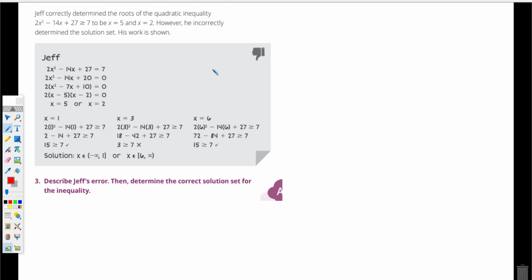So Jeffrey correctly determined the roots of his quadratic equation should be 5 and 2. So we got to this step okay. But he made a mistake going forward. So see if you can find his mistake.